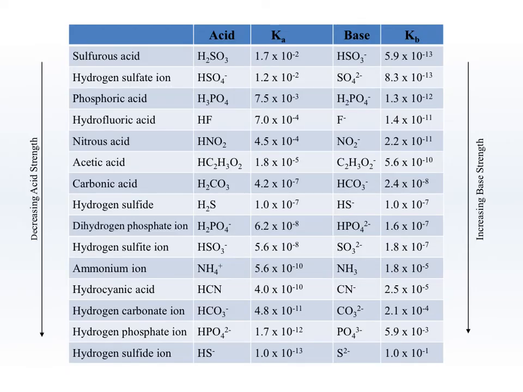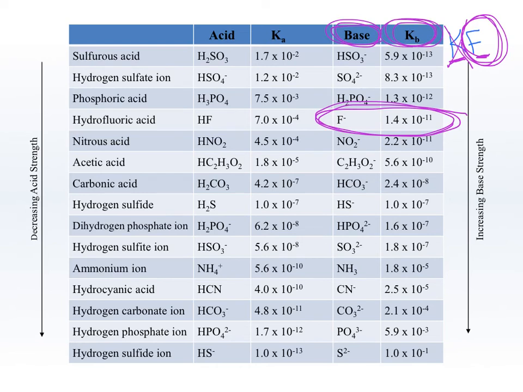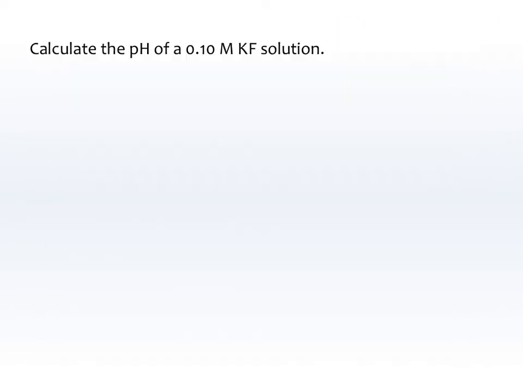All right, let's look at the next problem. It's asking about KF. So what we need to know is for KF, K comes from the strong base KOH, completely ignore it. F comes from a weak acid, so F is the thing that we're interested in. So let's find F. F minus is 1.4 times 10 to the negative 11. Notice that this is a base. Notice that this is Kb. Kb for F minus is equal to 1.4 times 10 to the negative 11.